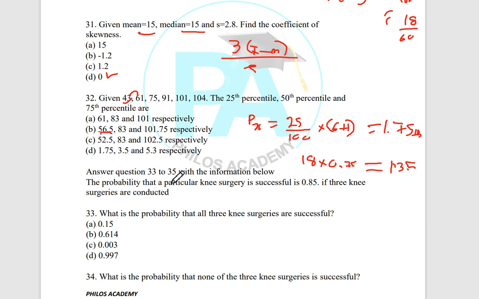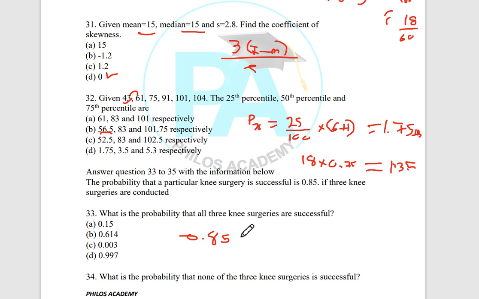Answer questions 33 to 35 with the information below. It said the probability that a particular knee surgery is successful is 0.85. If 3 knee surgeries are conducted, question 33: what is the probability that all 3 knee surgeries are successful? We know that the probability that a knee surgery is successful is 0.85, isn't it? So this means that the first surgery is successful, 0.85.